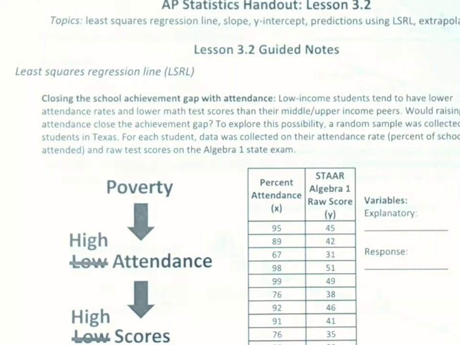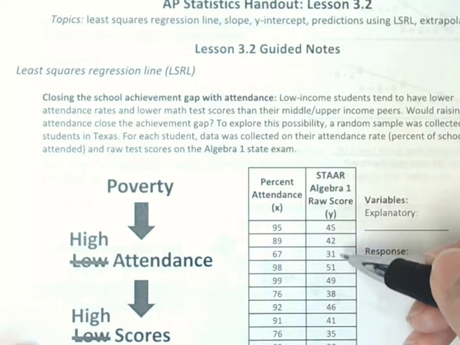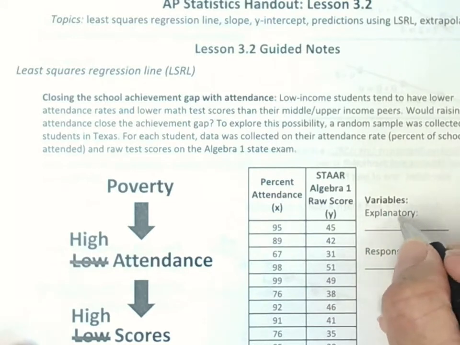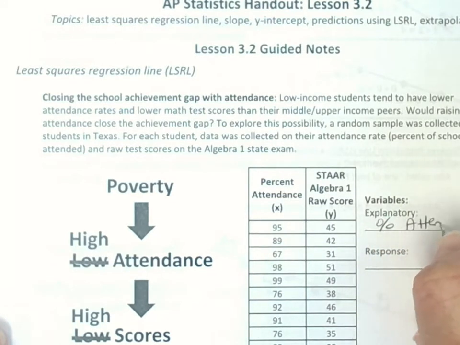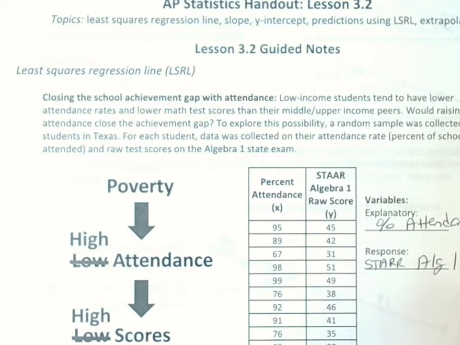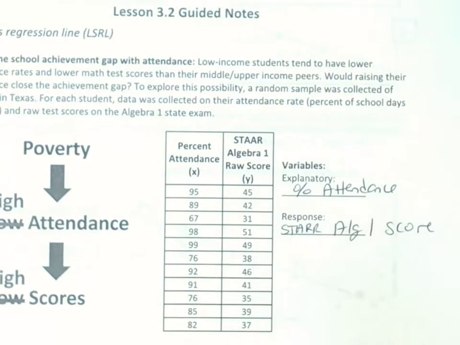And within this data, we will be learning about some of these topics. Our first one is going to be our percent attendance and the average STAR score that students got. So our explanatory variable, we think, is going to be the percent of the attendance. And we think that's going to explain the response, which is going to be the STAR Algebra 1 test score.